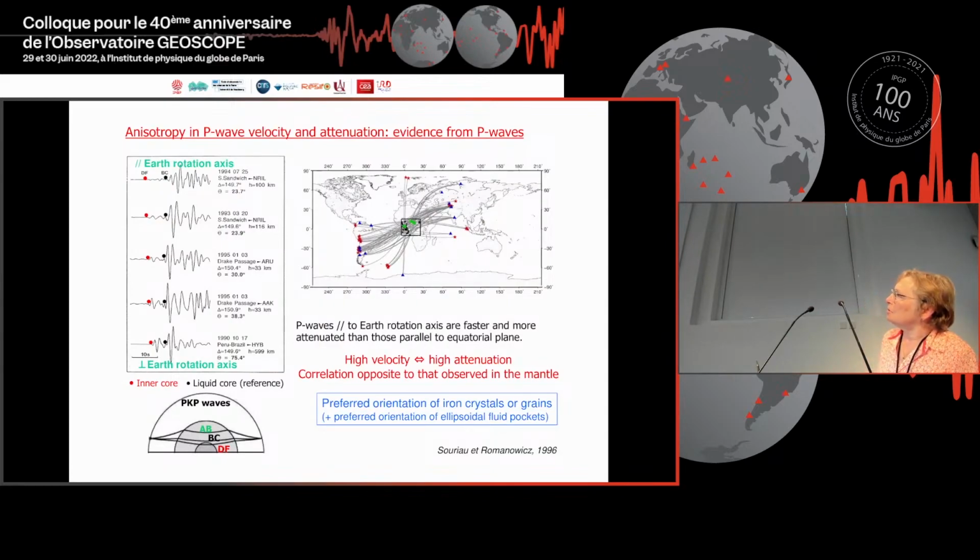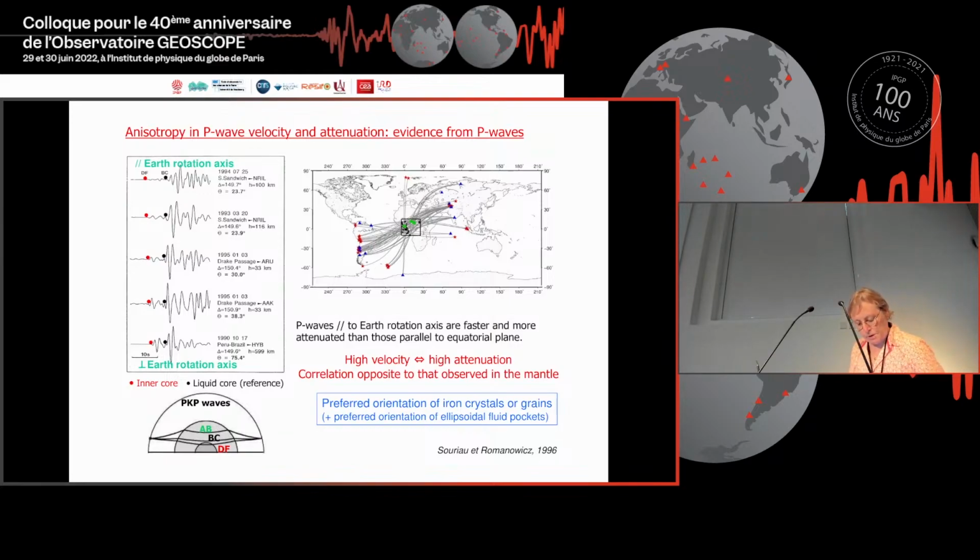Now I will show this record and this record at different frequencies, just to have an idea of the explanation of this anisotropy. Because what we think about this anisotropy is that it could be due to a preferred orientation of crystals, but also it could be due, for example, to preferred orientation of fluid pockets. In any case, it's supposed to be related to a problem of texture.